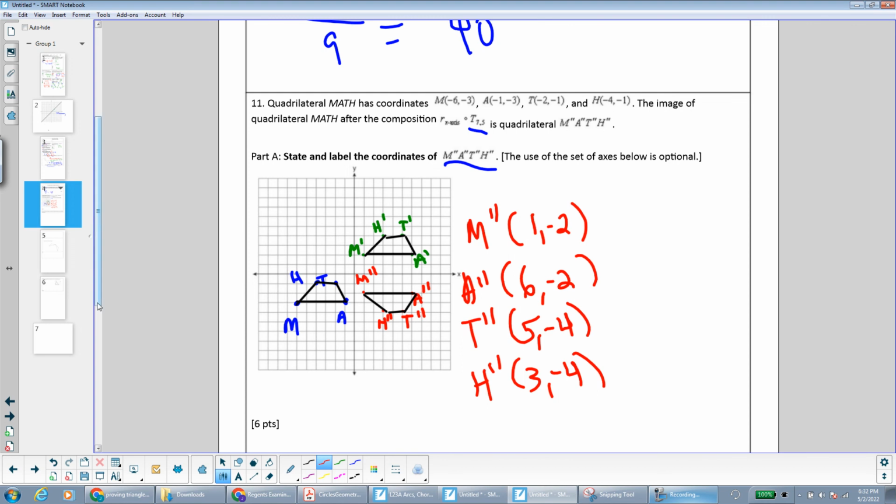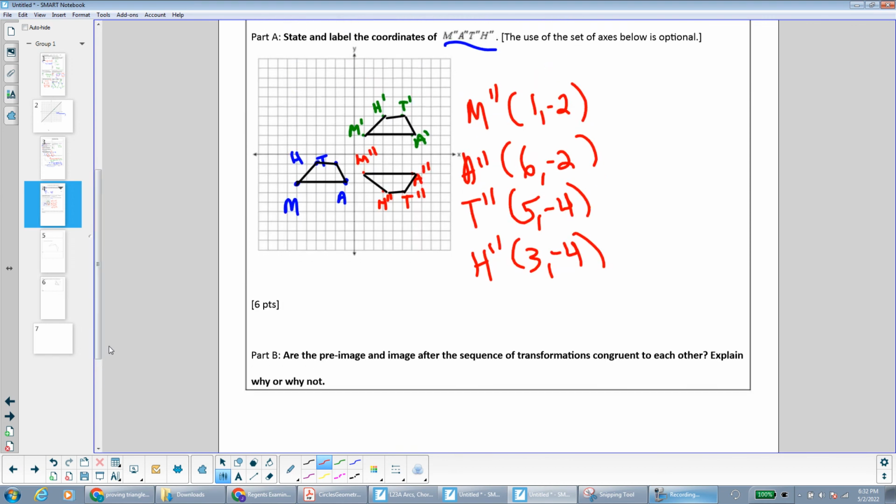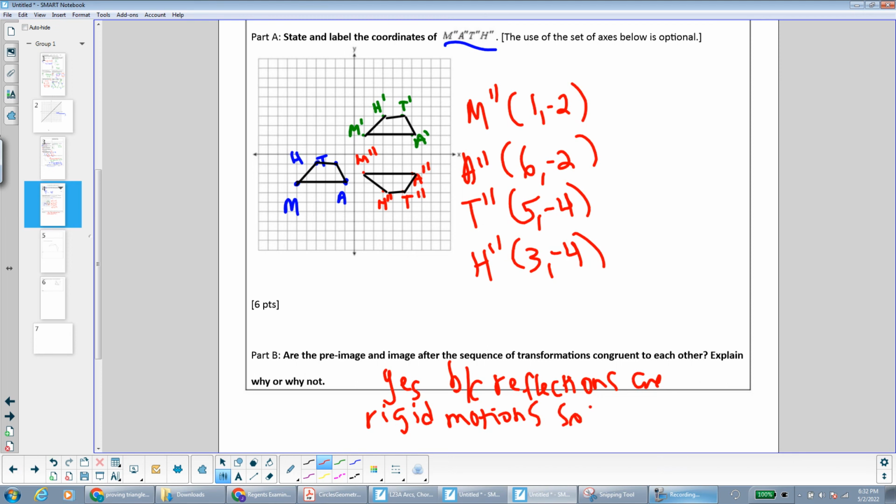Let's move it forward. Part B, are the pre-image and image after the sequence of transformations congruent to each other? Yes, because reflections are rigid motions, meaning they preserve side lengths and angle measures.